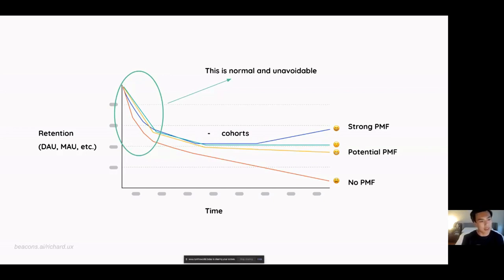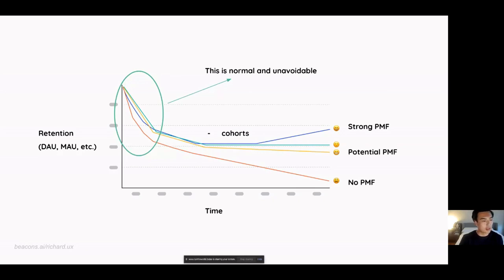So you can tell if your retention is going up or down in response to changes you make to your product. For example, if you shipped a new feature and you go from version 1.0 to version 1.1, and if version 1.1 has a lower retention curve than version 1.0, you probably want to roll back that feature or that update because you actually hurt your retention.